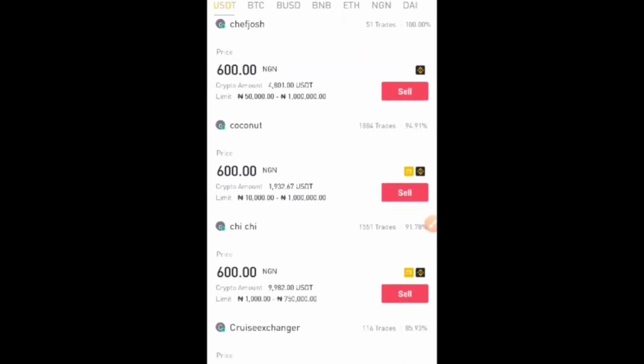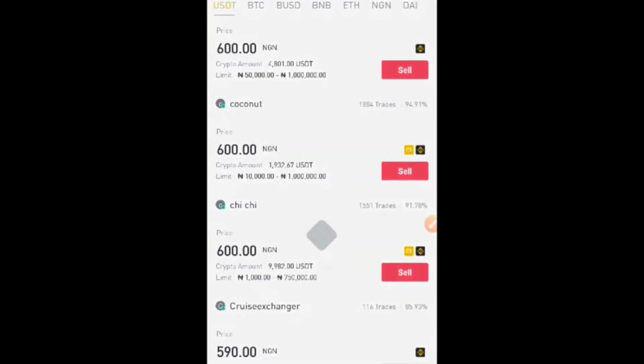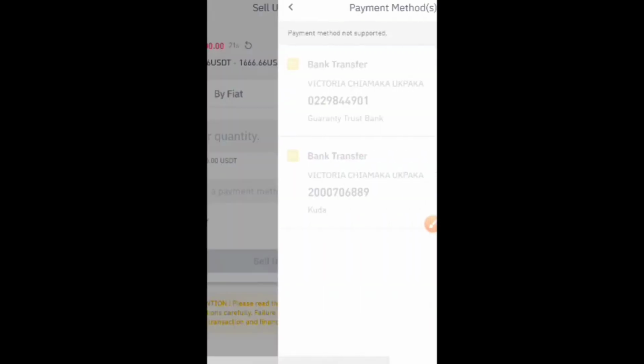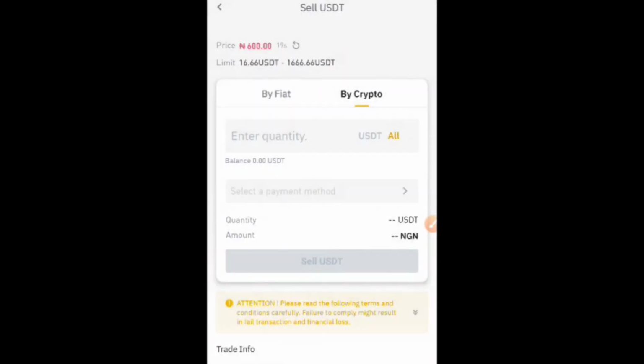at least this person has a very good amount of trades and a good percentage. So you can see, you can sell within 10,000 naira to 1 million naira to this person. So you now click on sell. When you click on sell, of course you put the quantity, then you put your payment method, you select the bank you're using, and you click sell. Then you wait to receive your alert.